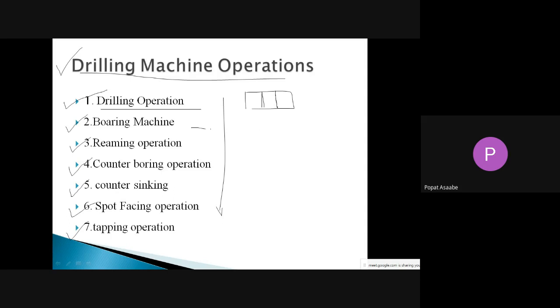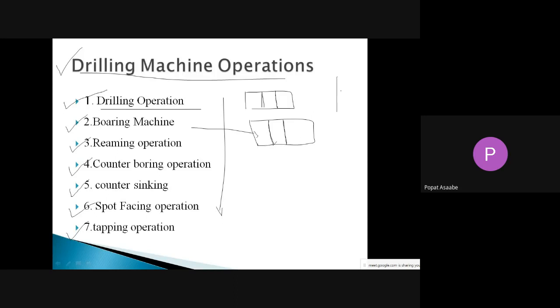Okay, then boring operation is the operation in which we can increase the diameter of an existing hole. Suppose we have already produced a hole here, and we want to enlarge it. For this purpose we can use the boring operation. In simple words, boring operation means we increase the diameter of that existing hole with the help of the boring tool.